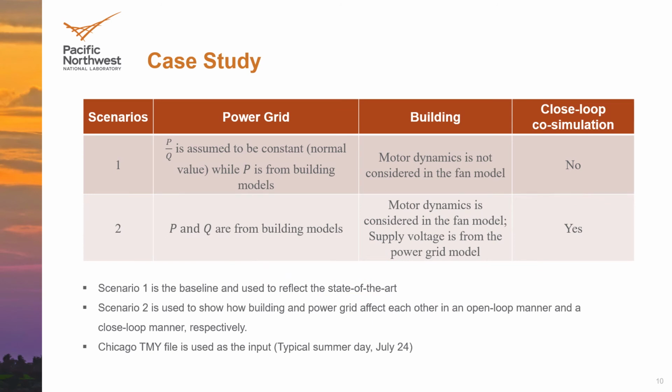In the case study, we consider two different scenarios. Scenario one is basically a baseline. In this baseline, we simplify the interaction between the building and the power grid. For the power grid, we use the pre-generated load as input, and the building model is more like in isolated mode. For scenario two, we consider those interactions with the interface model we created. For both scenarios, we use the Chicago weather file as a major input for the building simulation.